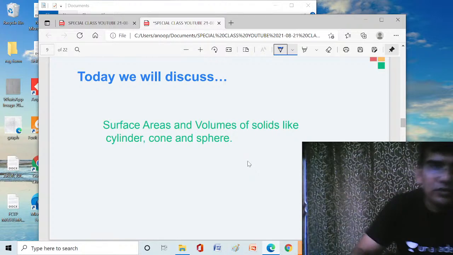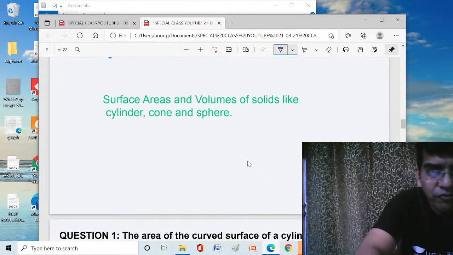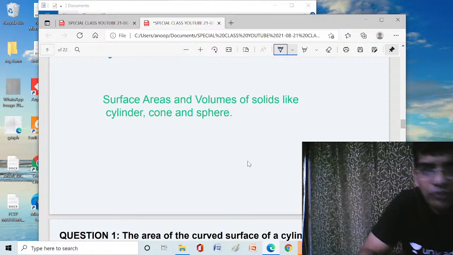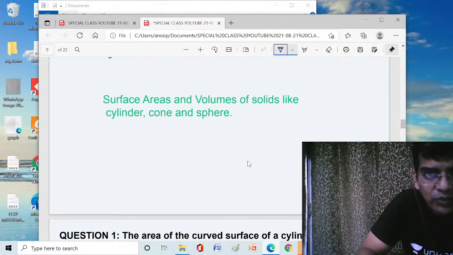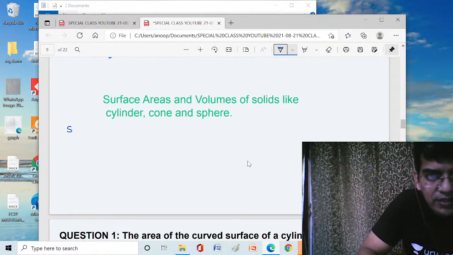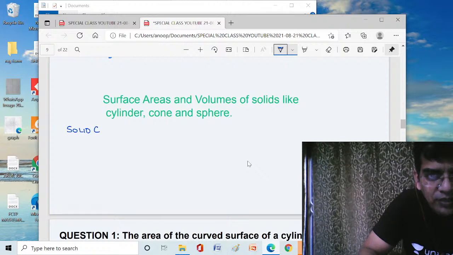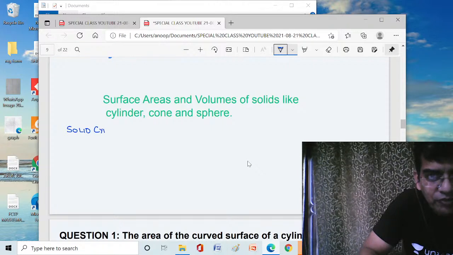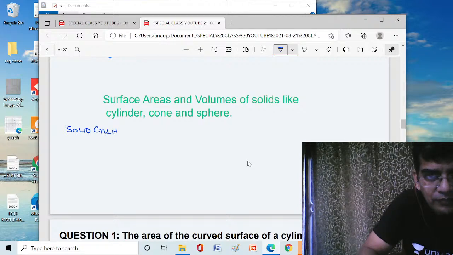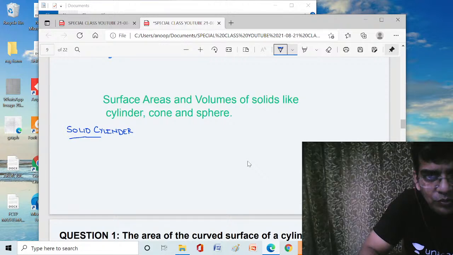Now before we start, let me explain a few formulas, how the formulas are to be used. First of all, I would like to explain the formula for the cylinder. Let us consider a solid cylinder. I will explain a few formulas on the solid cylinder, because before entering into the questions, I would like you to remember these formulas.